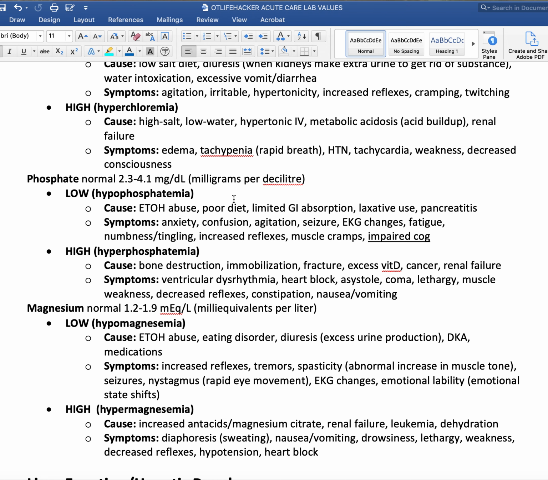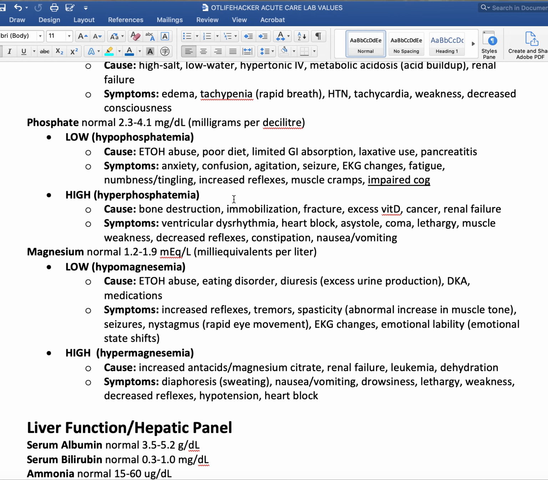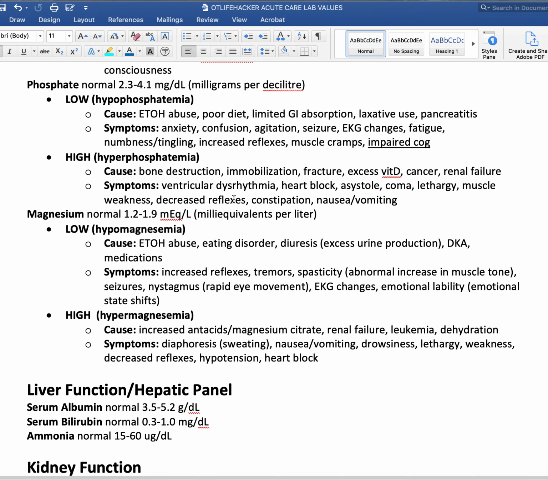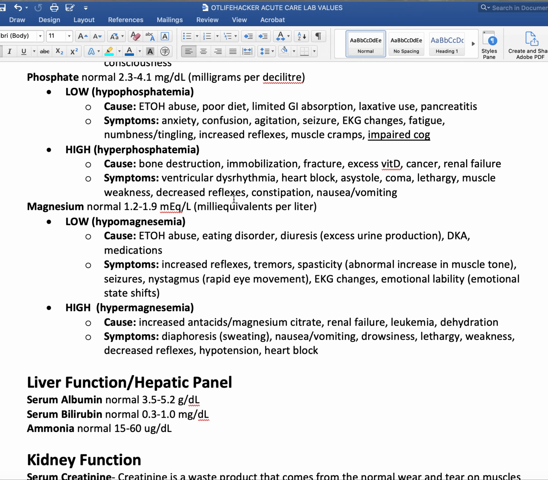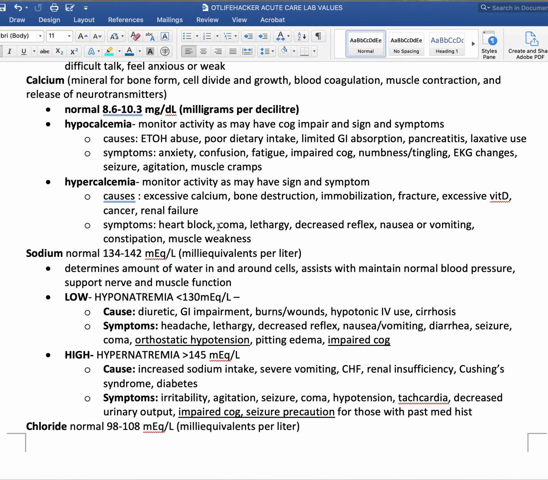Symptoms can be increased reflexes, tremors, spasticity, seizures, nystagmus, EKG changes, emotional lability. So make sure you're checking for their emotional states and any changes, especially rapid, dramatic changes. High for magnesium can be caused by increased antacids, renal failure, leukemia, dehydration. Symptoms to look out for are diaphoresis, which is sweating, especially profuse sweating, nausea, vomiting, drowsiness, lethargy, weakness, decreased reflexes, hypotension, and heart block. So that is the electrolyte lab values.